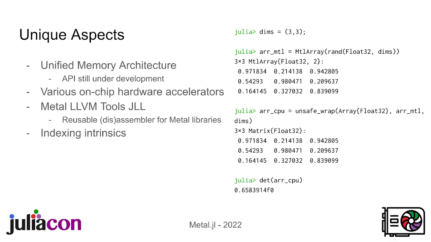Another unique thing is that there's more than just a GPU on the M-series chip. So it contains a CPU, it contains a neural engine, vectorized instructions that are available to it as well. There's also this reusable assembler and disassembler tool for Metal libraries that came out of the Metal.jl development. And so that enables other people to not have to redundantly redo the work that Tim did. There's also some idiosyncrasies with the indexing intrinsics in Metal.jl, but for that I'll just refer you to the documentation. It's straightforward.